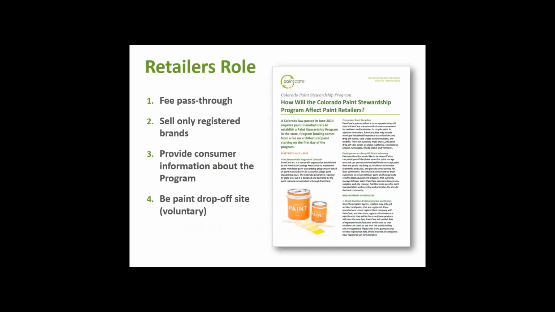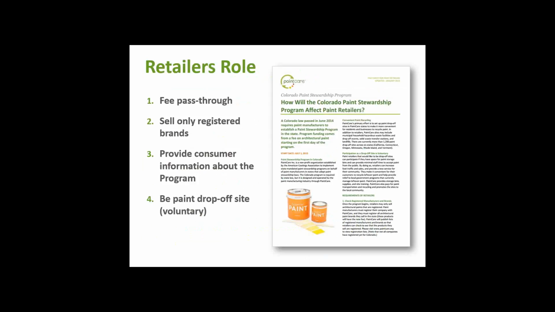So now let's get into a little more detail about the role of the retailers. I mentioned earlier the fee pass-through, so we've already covered what that means. It's also the responsibility of retailers to make sure that they're only selling registered products. Even though this is a manufacturer responsibility program, and they're the ones that face the consequence of not being registered with the program, as a retailer, you're not allowed to sell a product that's not registered with PaintCare. I will show you a little bit later how to access that information. It's on our website. I have a slide on it, and then I'll actually go to the website and show you where you can pull that list.